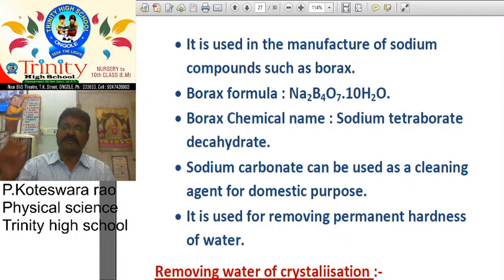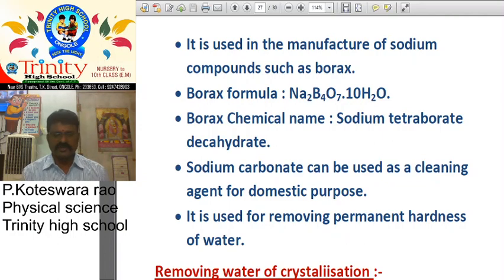But with the help of that water, if you wash your clothes, they can easily remove that dirt. Why? This washing soda removes the permanent hardness of water. Do you understand? So, my dear students, we already told about the preparation of washing soda.